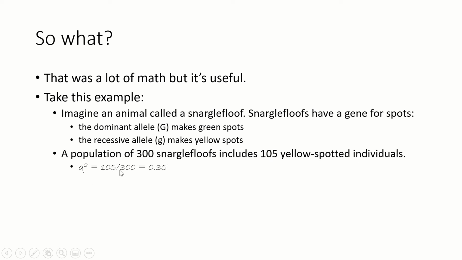So we have 105 yellow individuals out of a population of 300. We take 105 divided by 300. That gives us 0.35 or 35%. 35% of our population is yellow spotted. 35%, 0.35, is q squared.